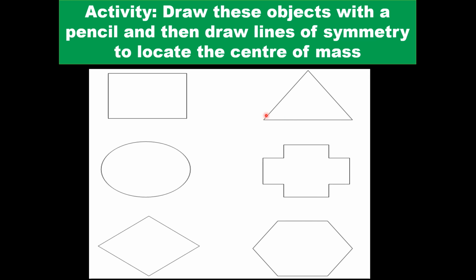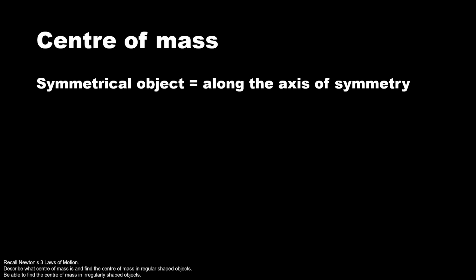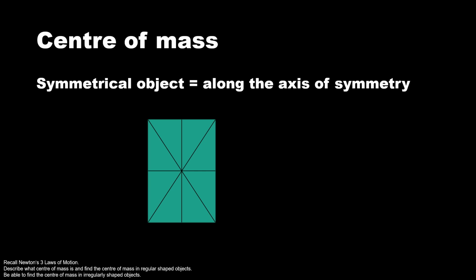What I'd like you to do now is, hopefully you have access to a printer. If not, you can draw these shapes in your book or on your bit of paper, and draw these objects with a pencil, and then draw lines of symmetry to locate the centre of mass. I will check those centre of mass drawings when you hand in your work. So, for a symmetrical object, the centre of mass is along the axis of symmetry.